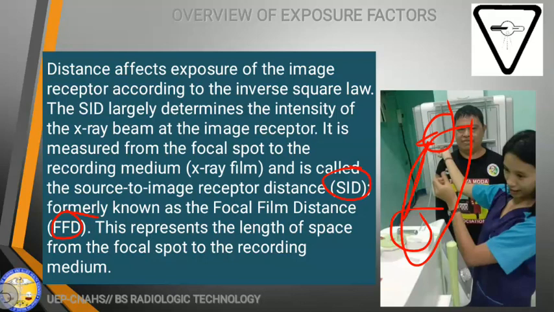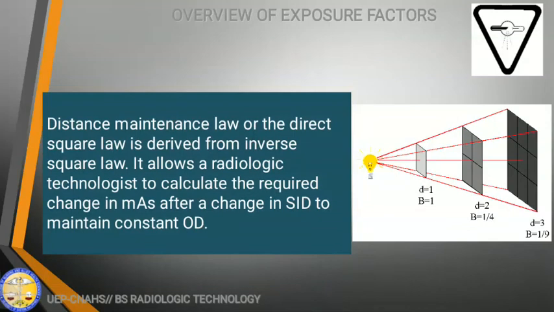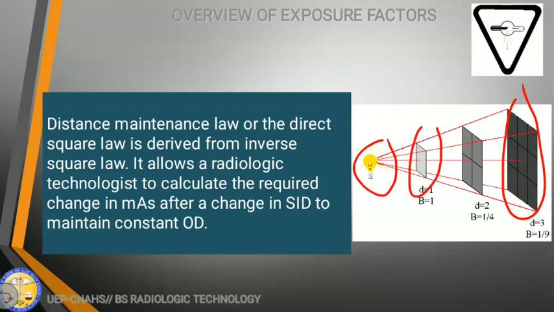So, this represents the length of space from the focal spot to the recording medium or to your X-ray film. Sige. So, the distance maintenance law or the direct square law is derived from the inverse square law. It allows the radiologic technologist to calculate the required change in mAs after a change in SID to maintain constant OD. Okay. So, kung makikita nyo sa illustration, meron ditong light at saka a specific distance. Imagine na lang if you are holding a flashlight in your hand. Pag malapit yung wall, makikita mong masyadong bright. So you move further, malayo-layo ng konti. So nag-change na siya. Hindi na siya gaanong bright. Kung malayo na, madilim na siya.